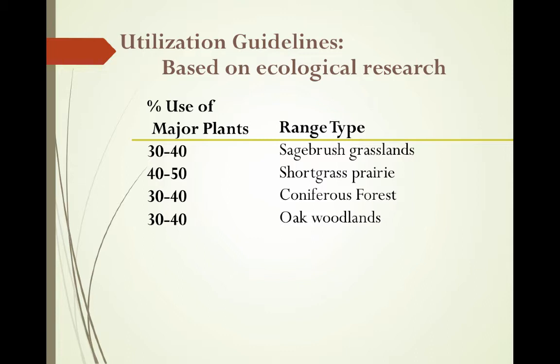Okay, so shortgrass prairie, because it comes back really, really repetitively, and it has gone through the evolutionary process to have really, really tough species back there, you can take upwards of 50%. In our coniferous forest, you want to only take about 30 to 40% because we have such an overstory of forested areas. And then in our oak woodlands here in California and through the Arkansas and Oklahoma belt, you're going to want to take about 30 to 40%. So that number, I think, goes back and forth.